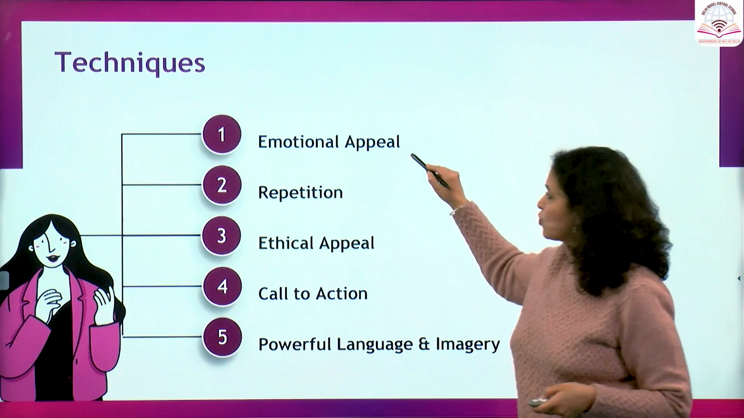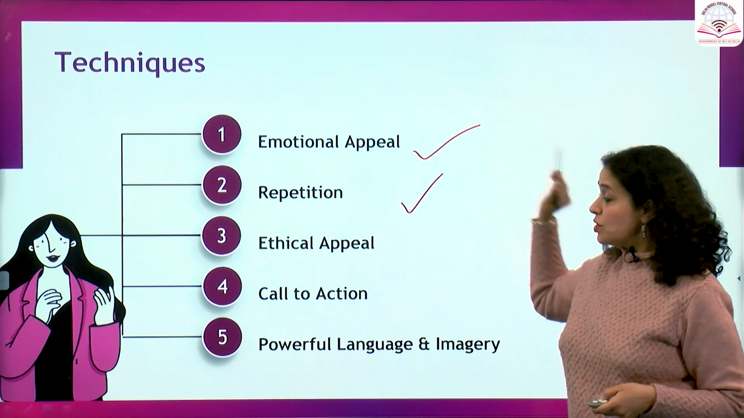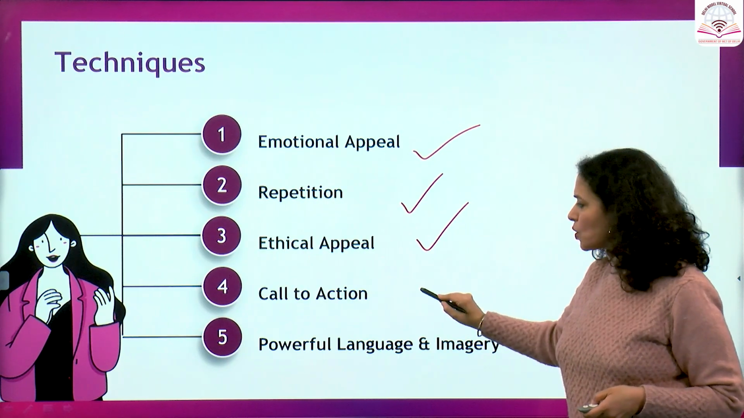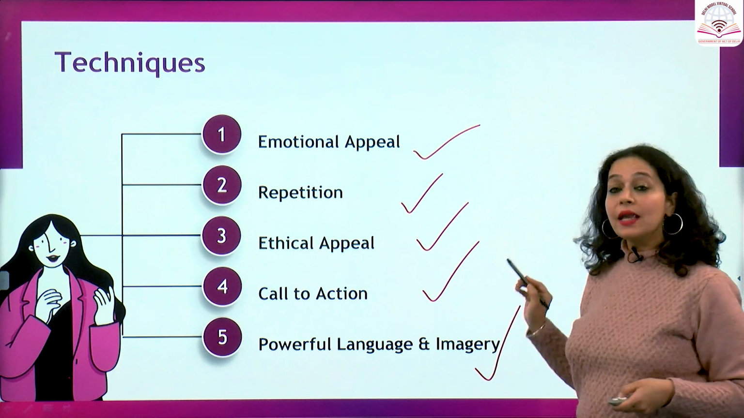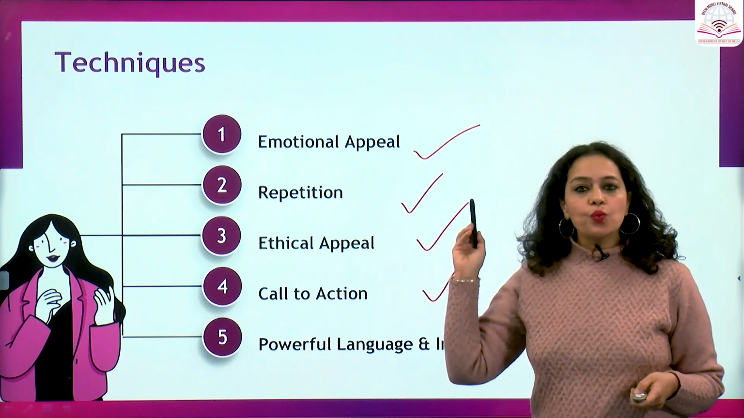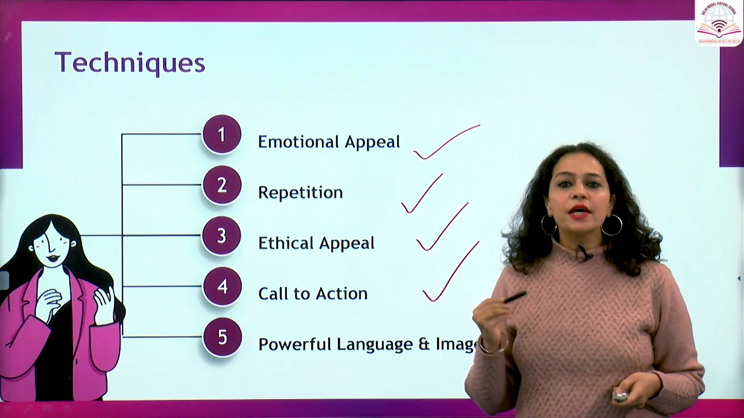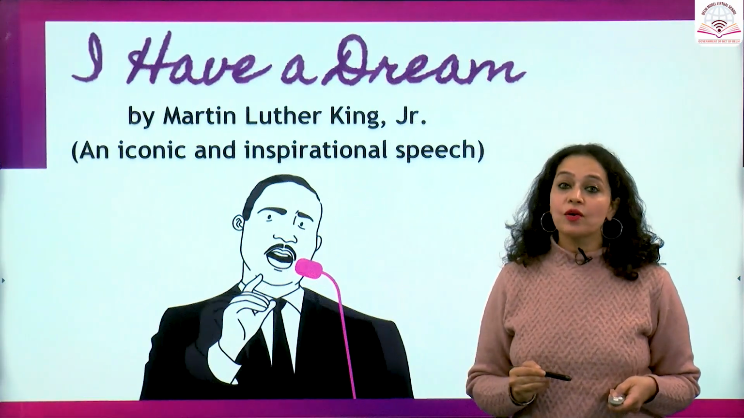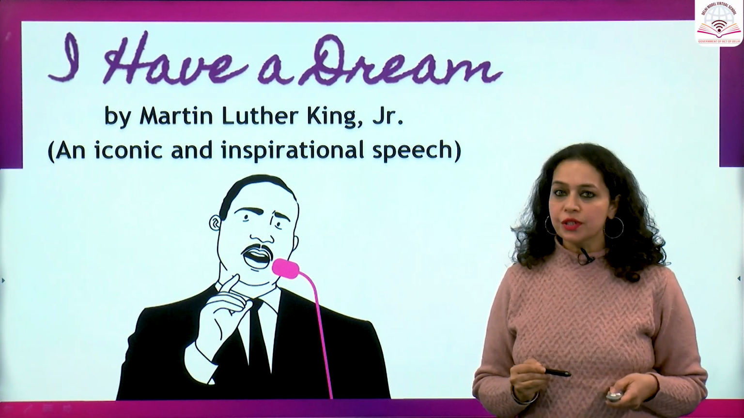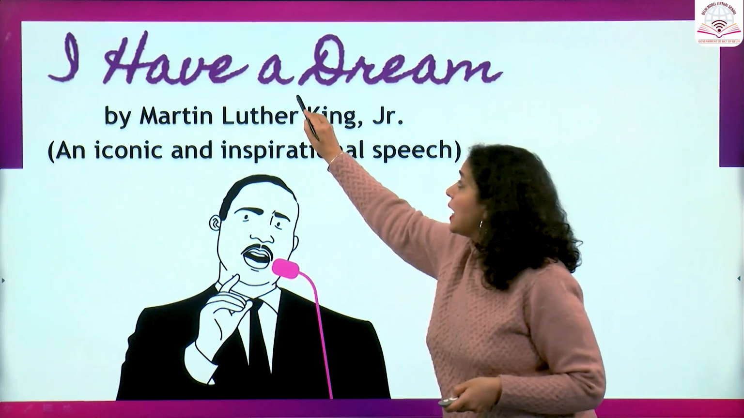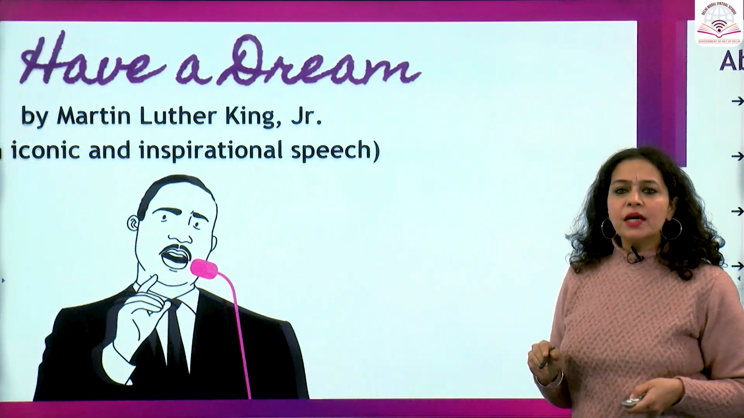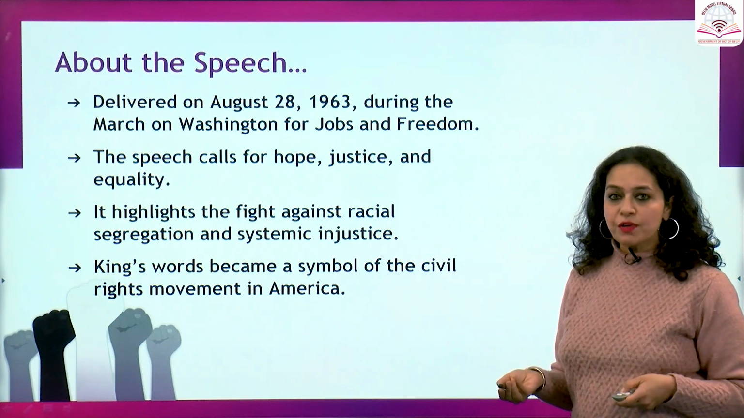We have emotional appeal, repetition, ethical appeal, call to action, and powerful language and imagery. So we are going to explore and identify these persuasive techniques in a very famous and iconic speech given by Martin Luther King, and the name of the speech is I Have a Dream. So let's have a look at the background of this famous speech.